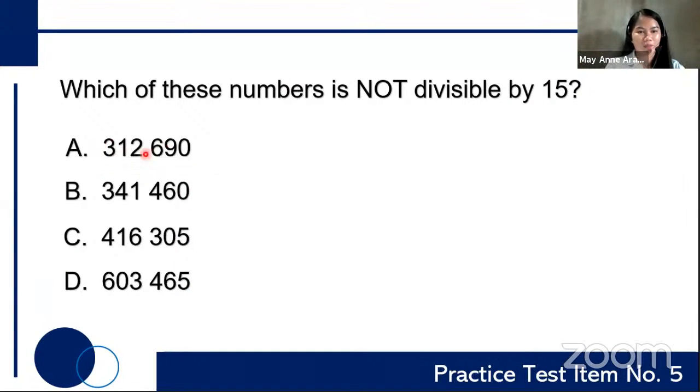So, since the sum of the digits here is 21 and 21 is divisible by 3, therefore, A is not the correct answer. And for B, you can pair this. 4 plus 6 is 10. Then 3 plus 4 plus 1 is 8. That's 18. 18 is also divisible by 3. And for C, you have 10 here, 11, and this 8, 9, 19. So therefore, this is not divisible by 15. Okay? Kasi pag itatry nyo siya lahat, medyo mahirap, no? Kasi magkakalkula pa kayo.